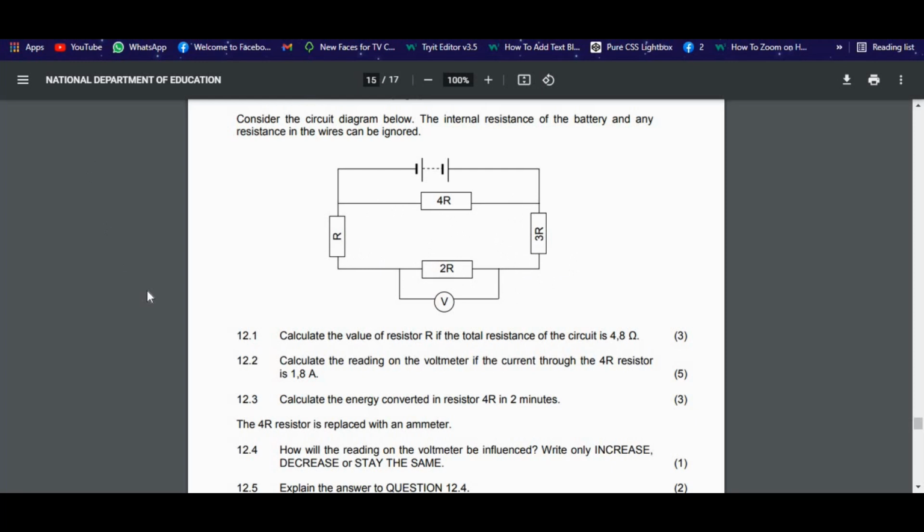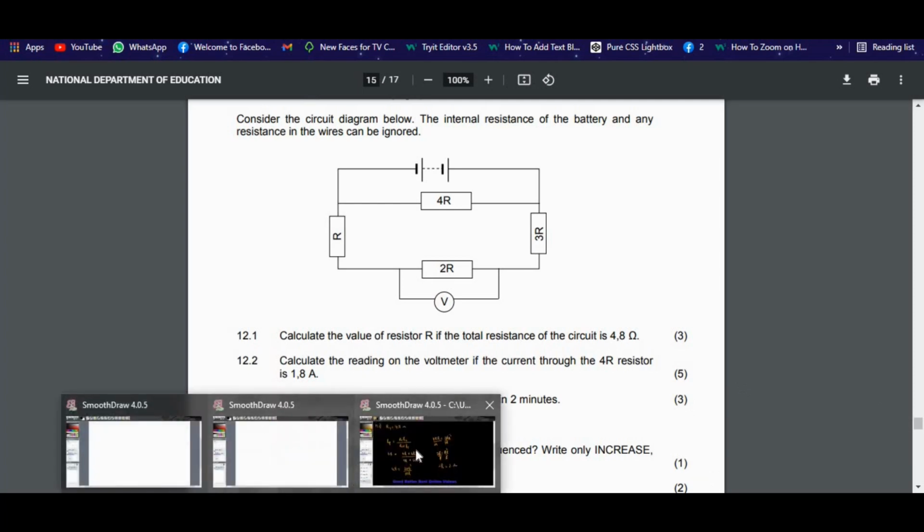Now 12.2 says calculate the reading on the voltmeter, if the current going through the 4R resistor is 1.8 amps. Okay. Well, there's multiple options for calculating this one. There's multiple ways that we can calculate this one. I think there's about 4 options. But I think I'm going to choose the one that's most obvious.